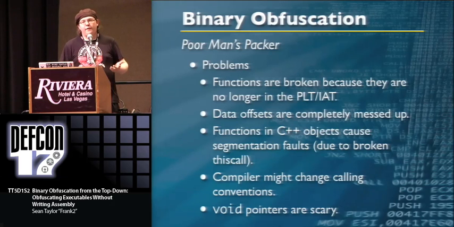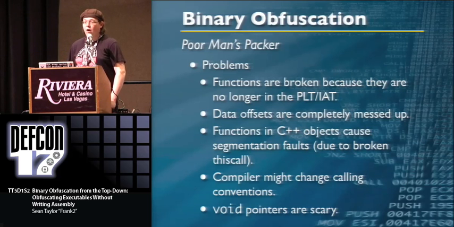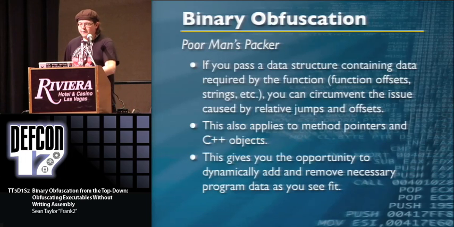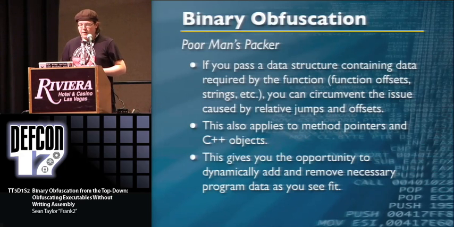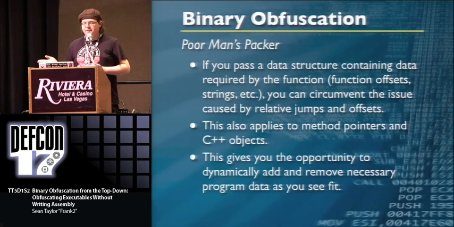Then there's also the case of you messing up your calling conventions. Like if you use cdecl or if you don't use cdecl on a vararg function, your compiler is going to look at that and be like, wait a second, no, this is wrong. Let me fix this for you. Also, void pointers are scary. If you pass a data structure, like a double void pointer data structure that has a bunch of generic data that you want to pass to every individual function, you can actually circumvent the issue that's caused by a broken memory section and by relative jumps and offsets. This also applies to method pointers and C++ objects in general.